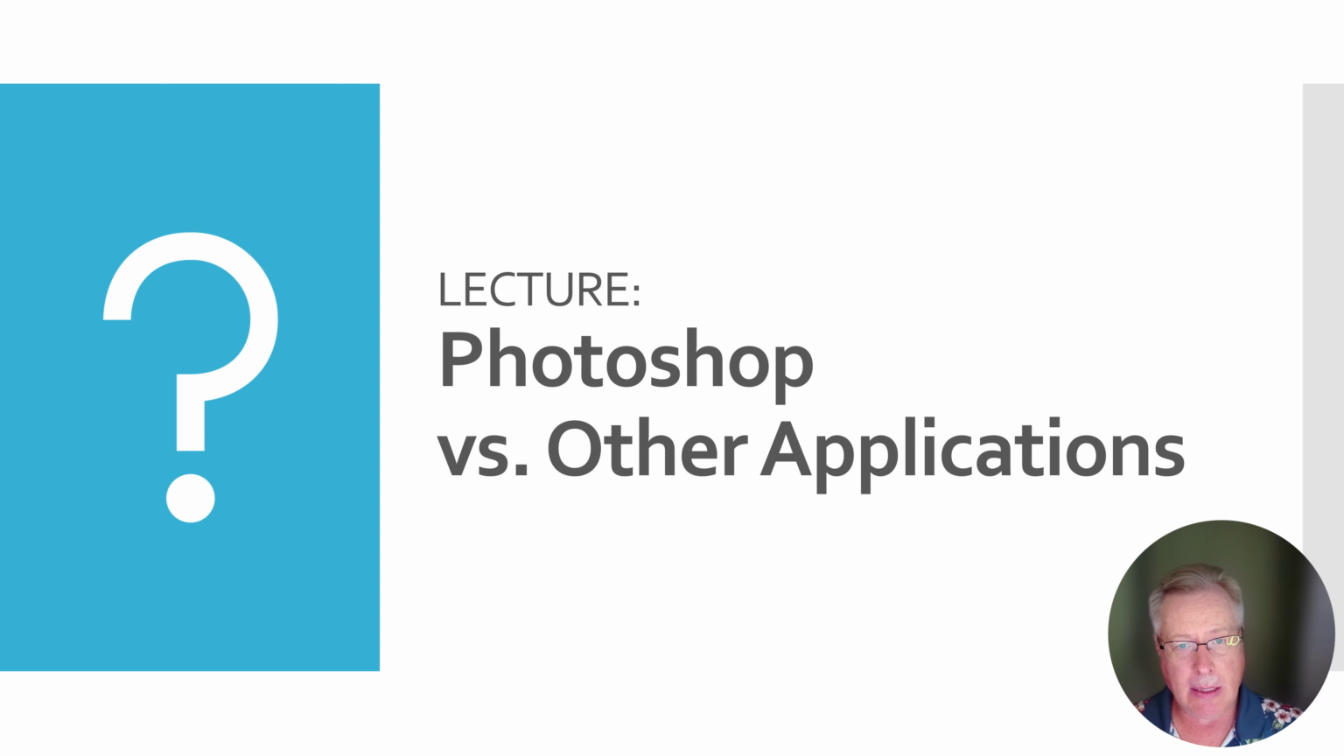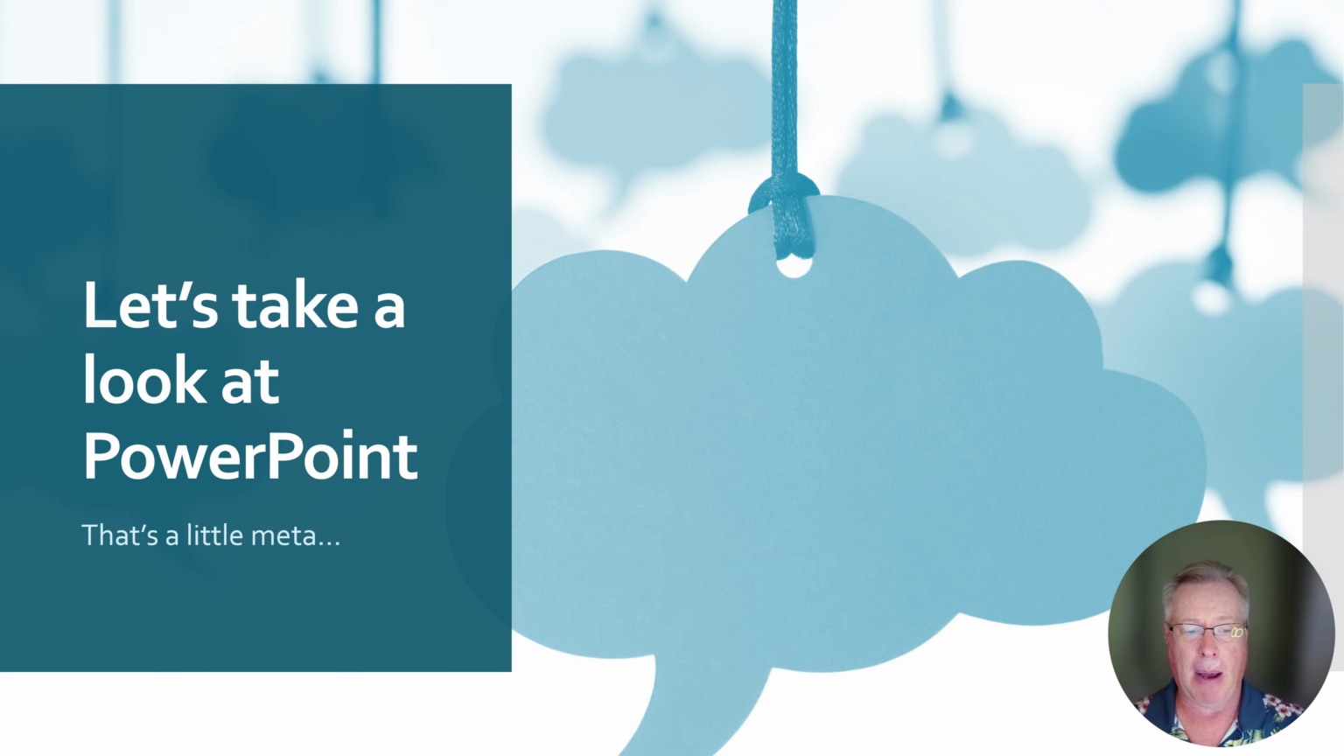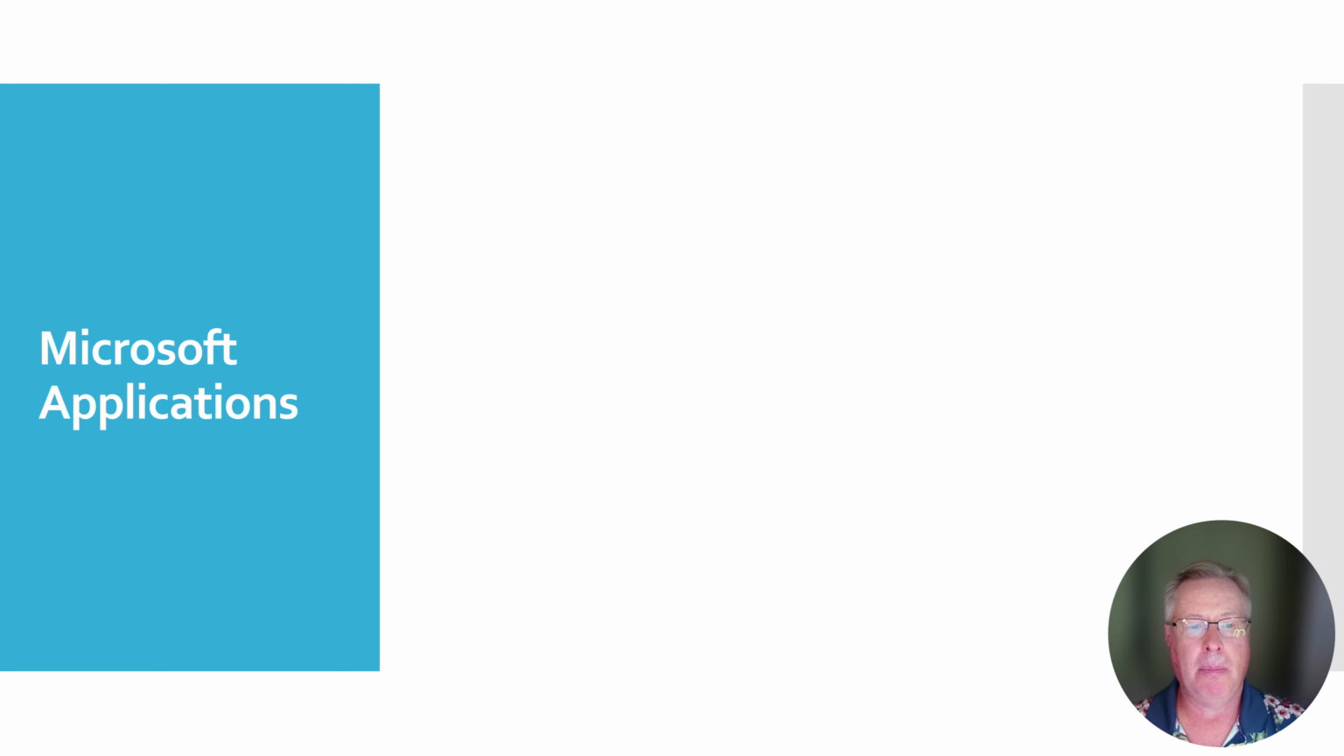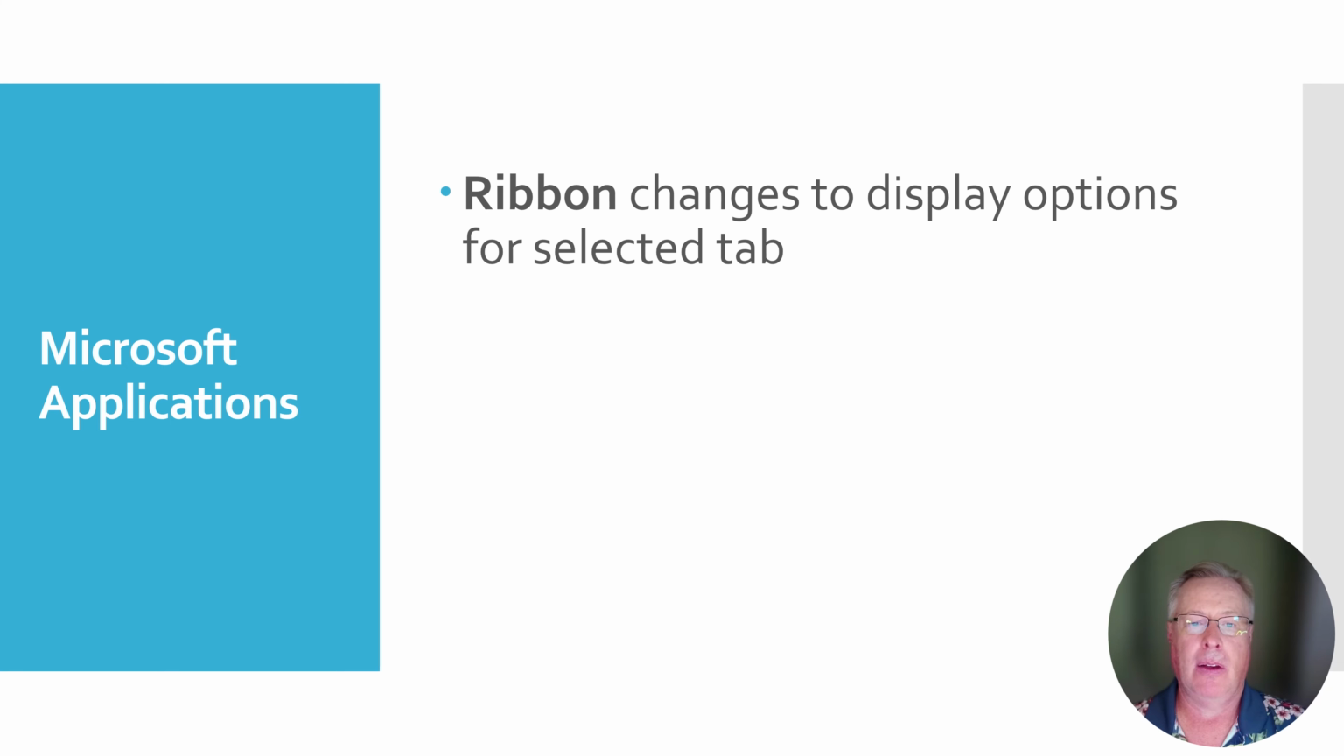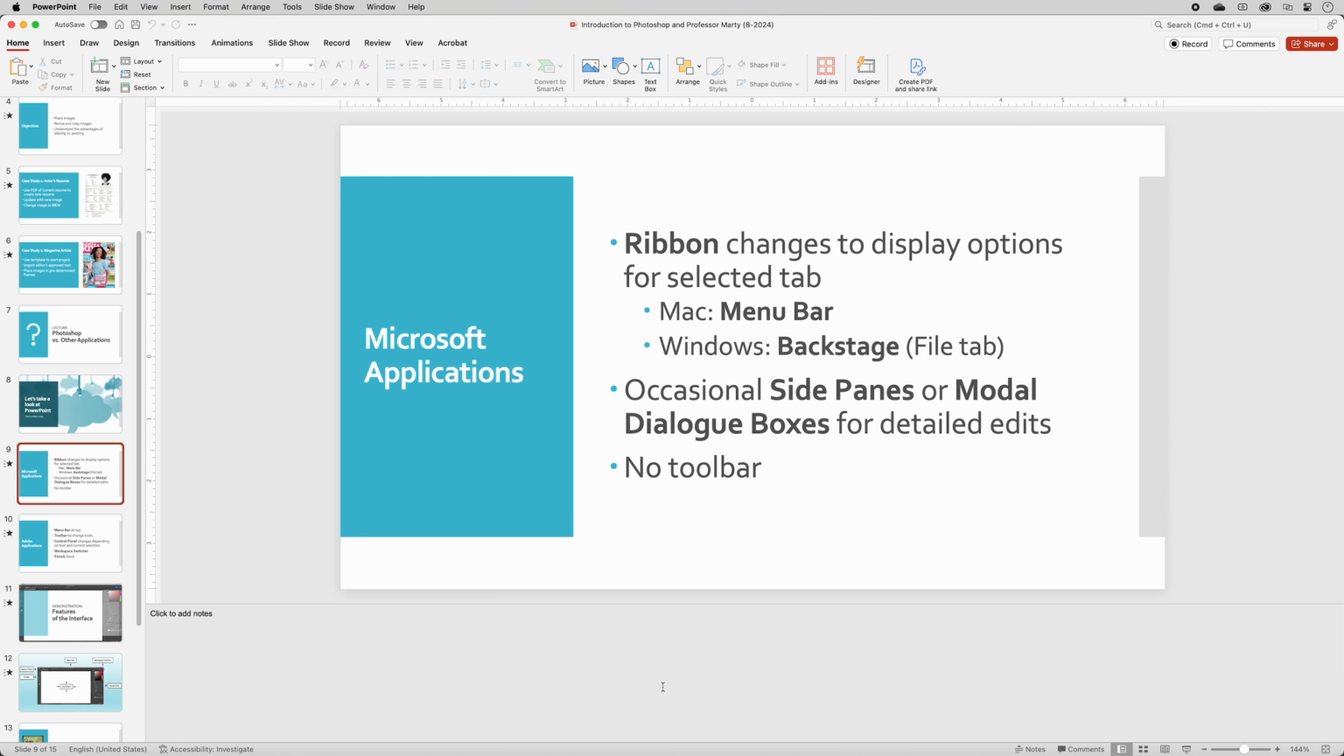So let's take a look at how Photoshop is different than other applications. You saw in the 2 demonstrations that there are common features between Photoshop and InDesign. But let's take a look at PowerPoint. And yes, that is a little meta. I'm currently giving you this presentation through PowerPoint. In Microsoft applications, there's a ribbon at the top of the screen that changes to display options for the selected tab.